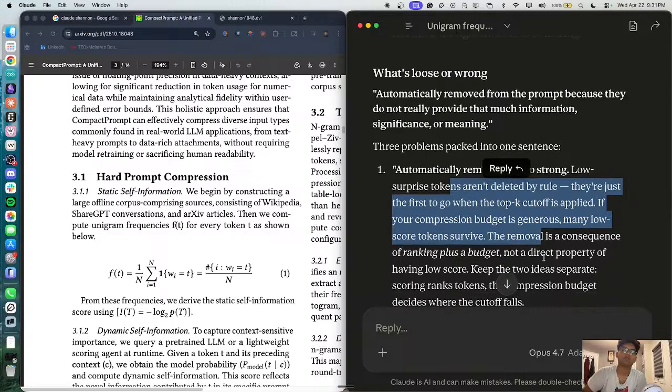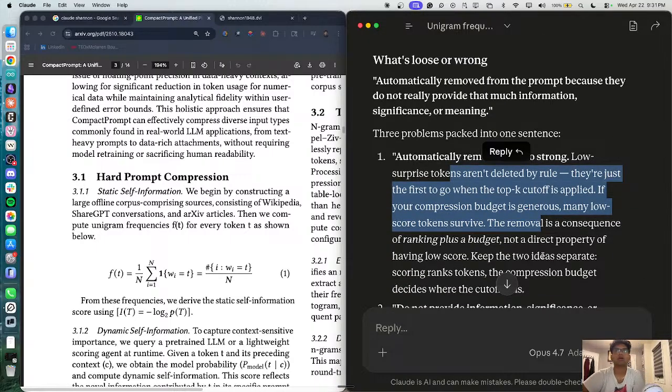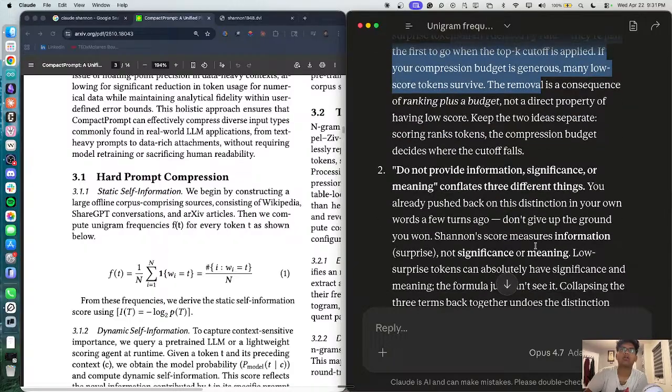Oh, okay. Fair. That's a fair critique to make. It's based off of the top K cutoff, because there could be very low scoring tokens which are pretty expected that still live within our prompt because, again, our compression budget is very generous in terms of the cutoff for how many tokens we want to keep in our prompt. That's fair.